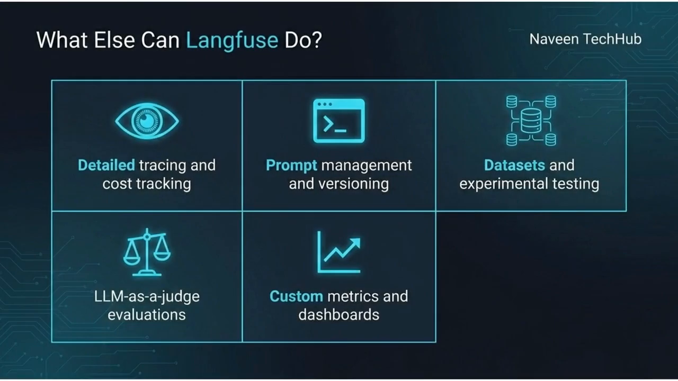Langfuse goes beyond basic tracing. It can provide detailed tracing and cost tracking. It also supports prompt management and prompt versioning, which is useful when the same application evolves through many prompt versions. Datasets can be used for experimentation and testing. LLM as a judge techniques can help evaluate responses automatically. And custom metrics and dashboards can help teams monitor business-specific or application-specific measurements. So observability is really the starting point. Over time, the same platform can help with experimentation, evaluation, prompt management, and continuous improvement of the AI application.